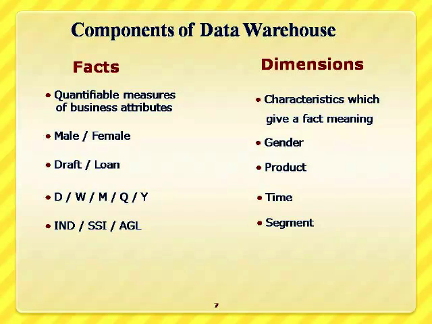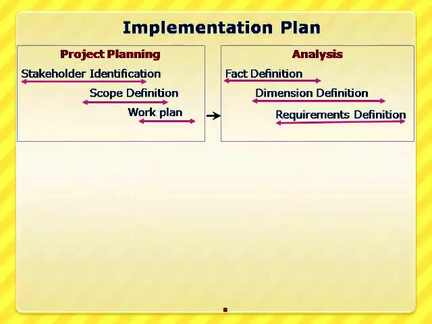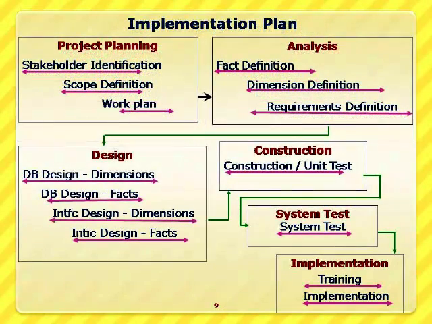What are the methodologies of implementing a data warehouse? You should have an implementation plan. The plan starts with project planning, analysis, design and construction. The first two phases, project planning and analysis, involve mostly business-related tasks, whereas design and construction are purely technical tasks. We have to spend more time on project planning and analysis, then we can go for design and construction. See the project planning.